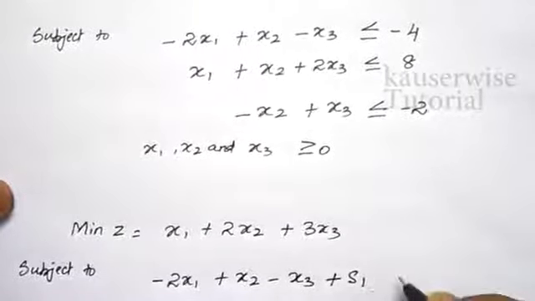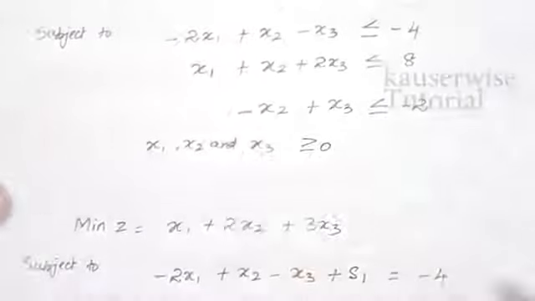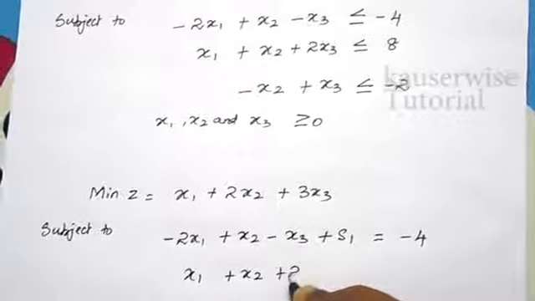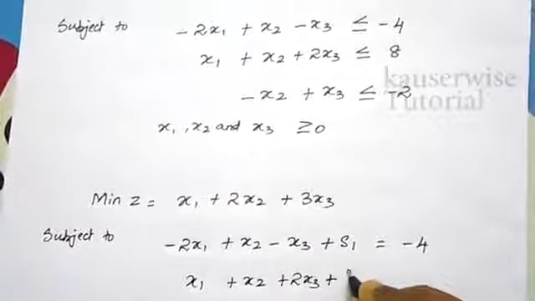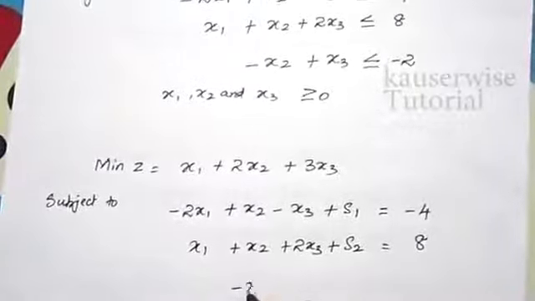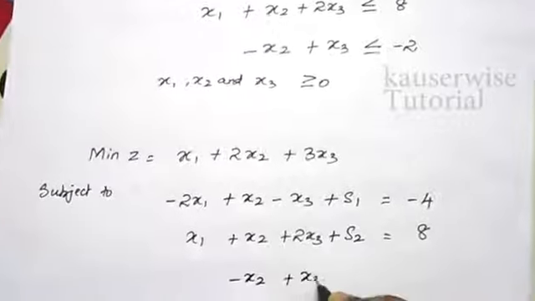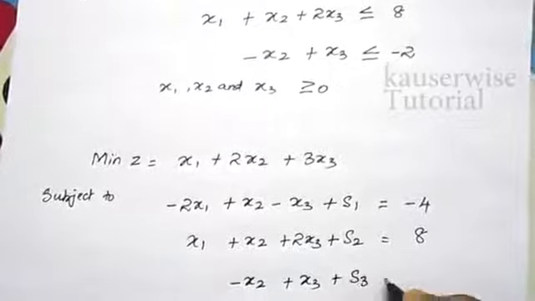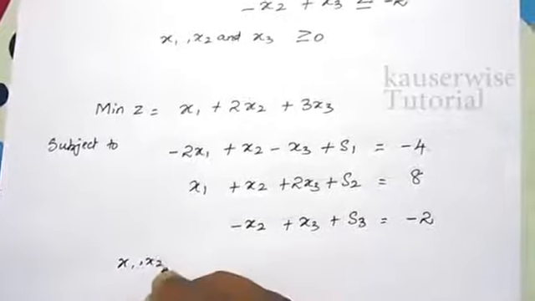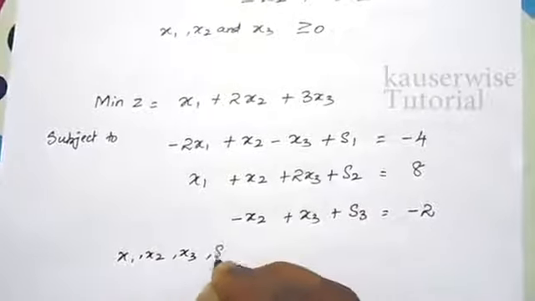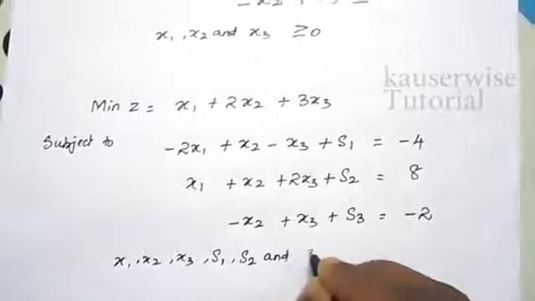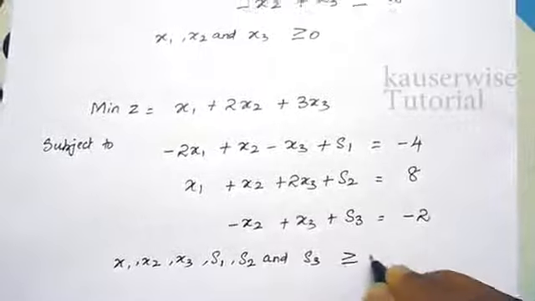Plus s1 is equal to minus 4. Second equation: x1 plus x2 plus 2x3 plus slack variable s2 is equal to 8. Third one: minus x2 plus x3 plus slack variable s3 is equal to minus 2. So x1, x2, x3, s1, s2 and s3 are greater than or equal to 0.